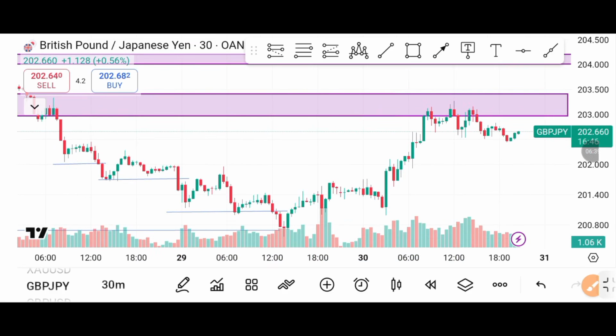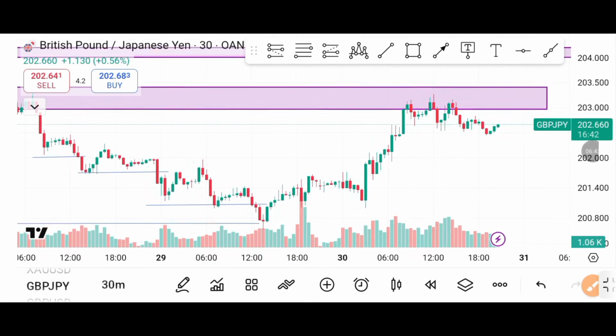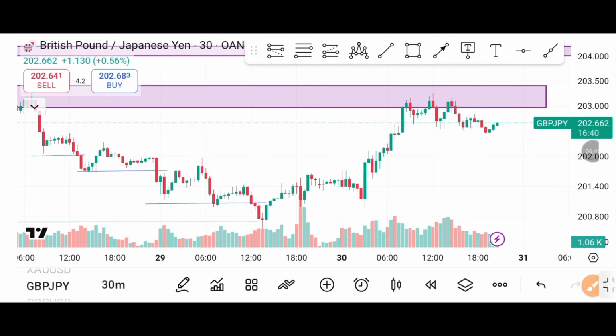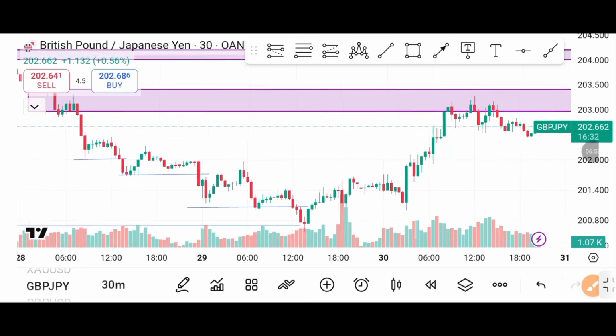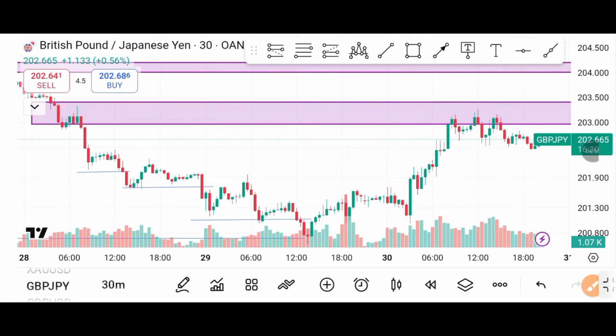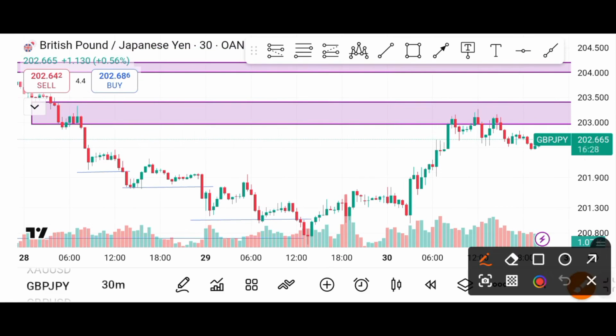So guys, what do you think? I see price respecting this order block. Okay, so by the time we scale down to the 15 minutes time frame, you get to understand properly what I'm trying to say, and then we see if we have an entry there. But I want you guys to take a closer look at what I'm trying to say.